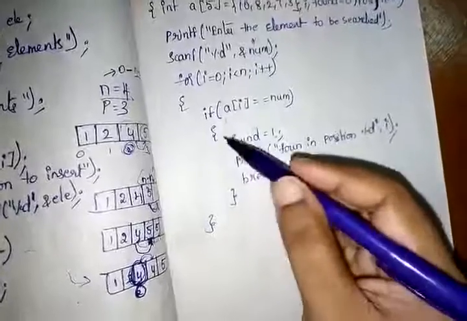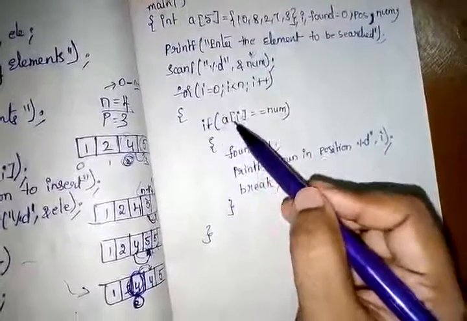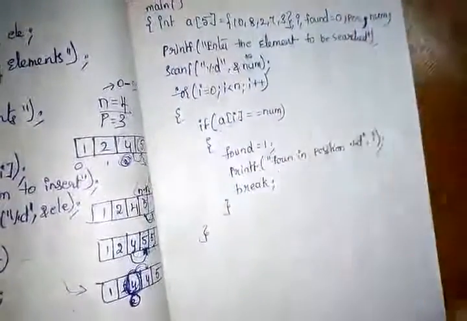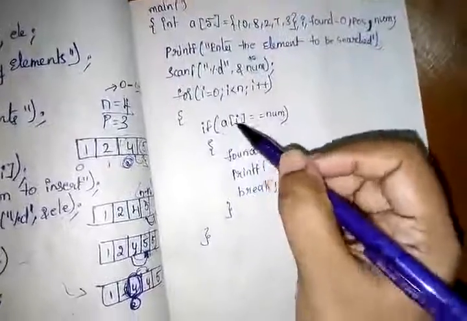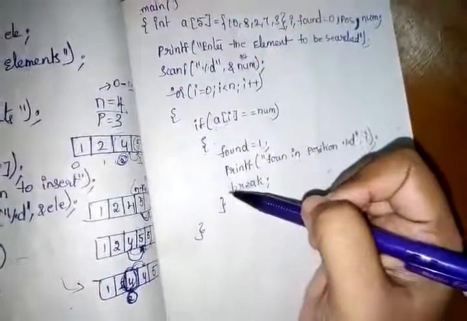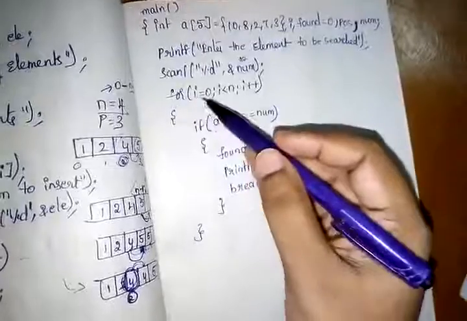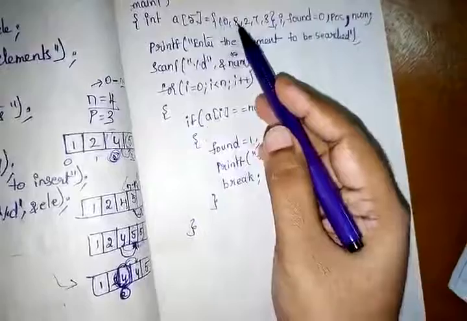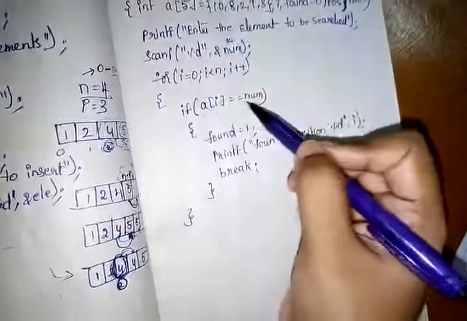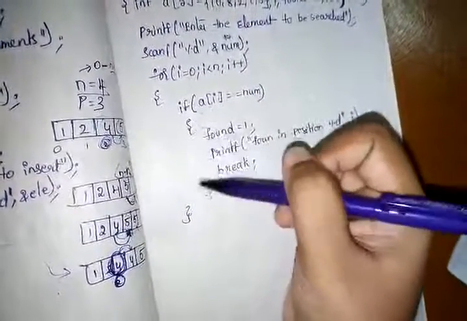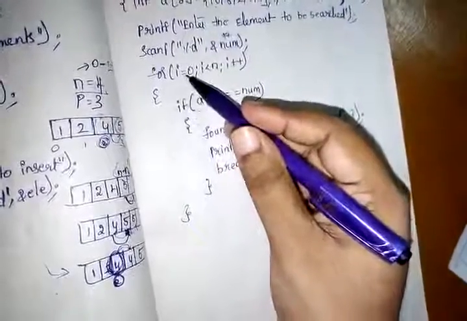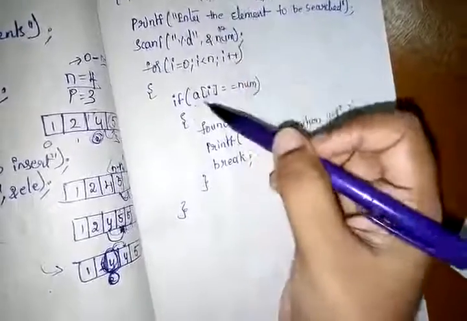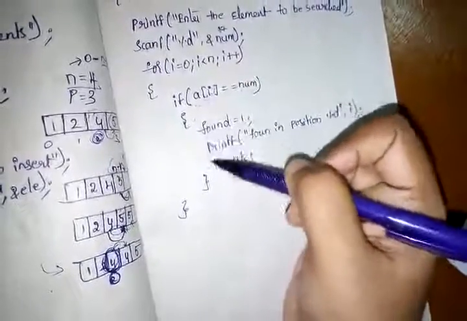Say for example, if it is not found: for i equal to 0, I have given a value 7 in num. a of 0 is 10, not matching. All these statements will not execute. Again i is equal to 1. The next element at i equal to 1 is 8. So 8 is not equal to 7. Again this will not be executed. And again the third one, i is equal to 2, and the value is 2, not matching with 7. These will not be executed.